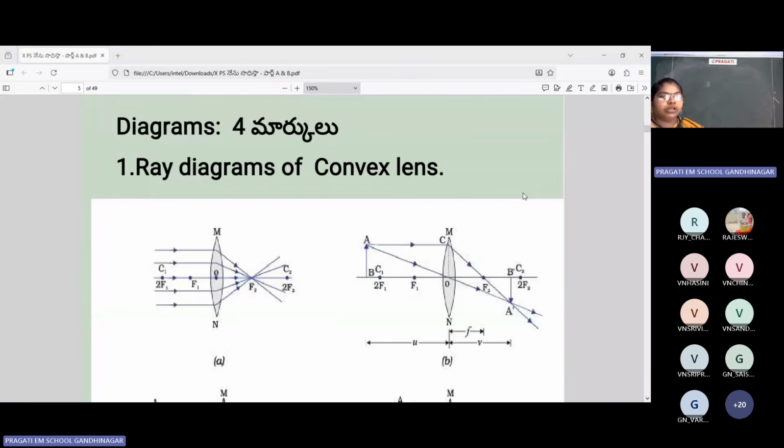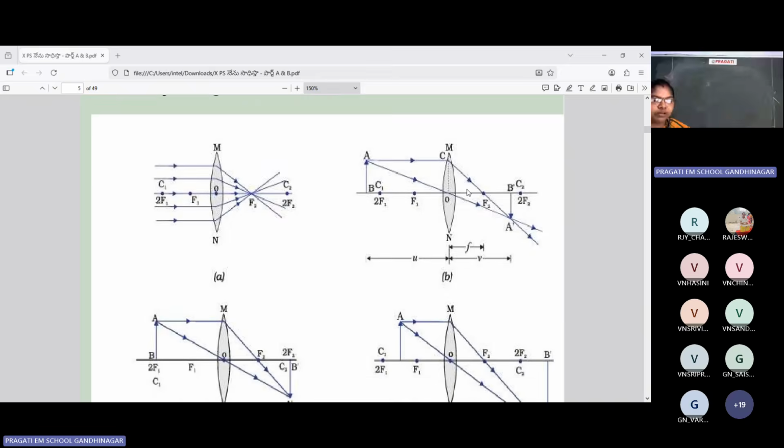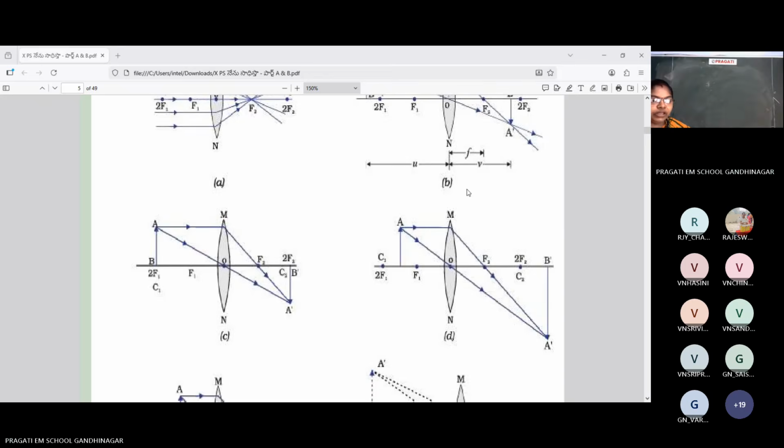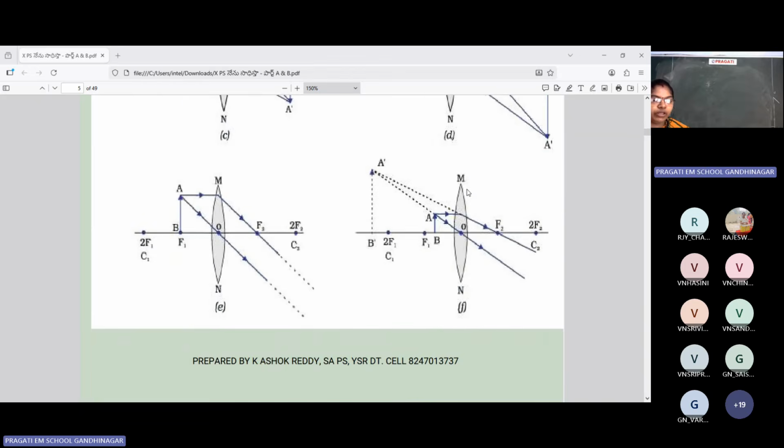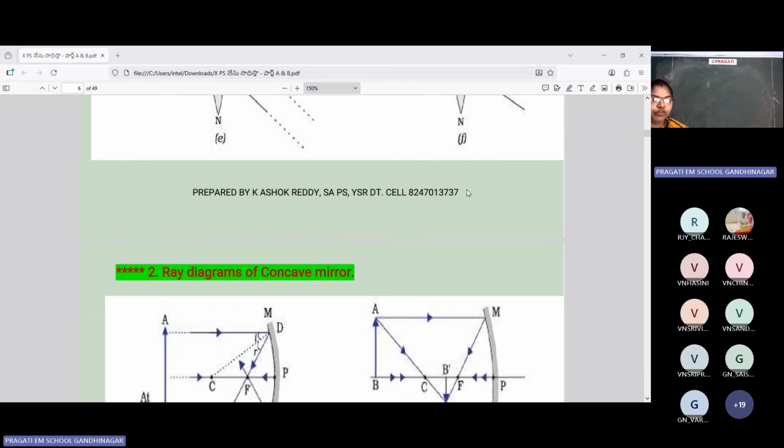Yes, these are all the ray diagrams of the convex lens. You have to practice well. But some of the children, while drawing the ray diagrams, use the symbol for the convex lens. Better draw the convex lens itself and then draw the ray diagrams, not the symbol. In the textbook it is given like this only. Better follow the textbook if you have any doubt.